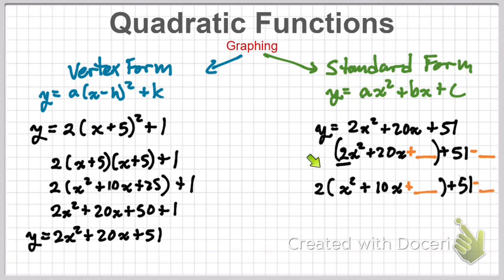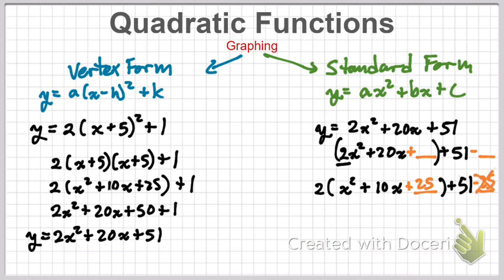Okay, so the only thing that changes, I factored the 2 out. That meant I had to divide this number and this number by 2, and that's how I got those guys down there. Now, what number goes here? Well, that's 25. And if you remember solving these puzzles, you take the 10 divided by 2 and square it. That's how you get to 25. Boom. Don't forget, you have to subtract the number that you add.